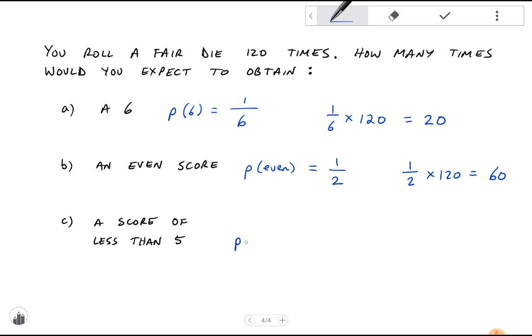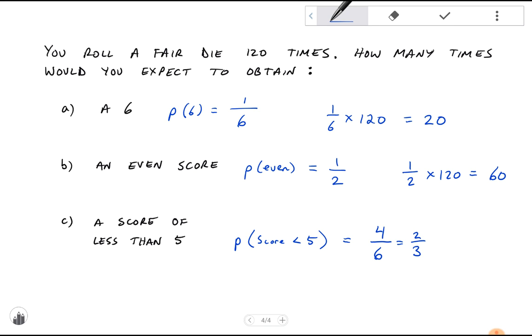Probability of a score less than 5. Okay, probability of getting something less than 5. All right, so there are 6 numbers. Less than 5, that's either a 1, a 2, a 3, or a 4. Number 5 is not less than 5, and 6 is obviously not as well. So 4 out of 6 will give us less than 5, which simplifies to 2 out of 3.